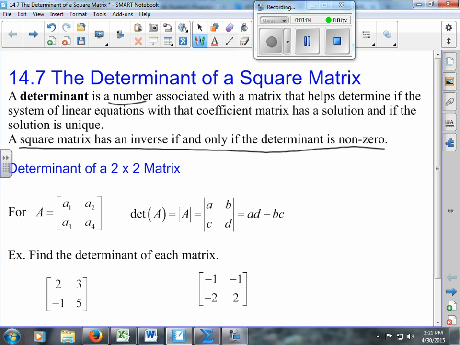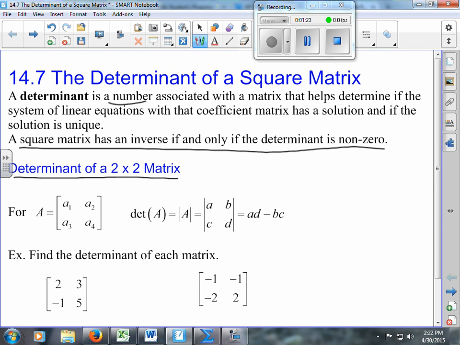This whole lesson is on finding determinants. We start with the determinant of 2 by 2 matrices, okay? So this is important because everything boils down to a 2 by 2 matrix. So what is the determinant of a 2 by 2 matrix?